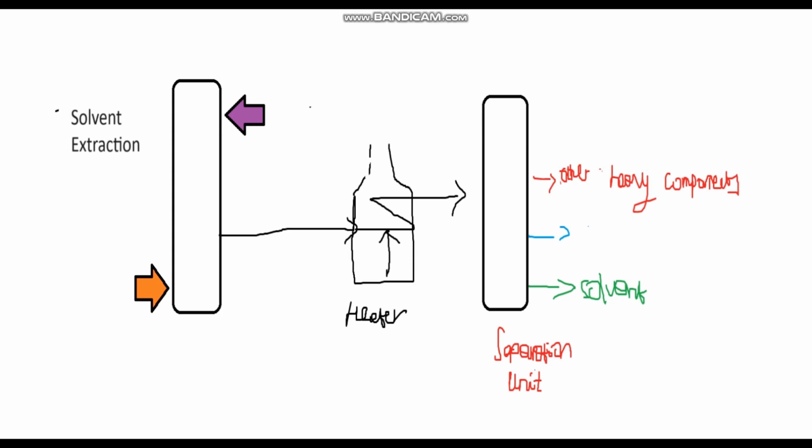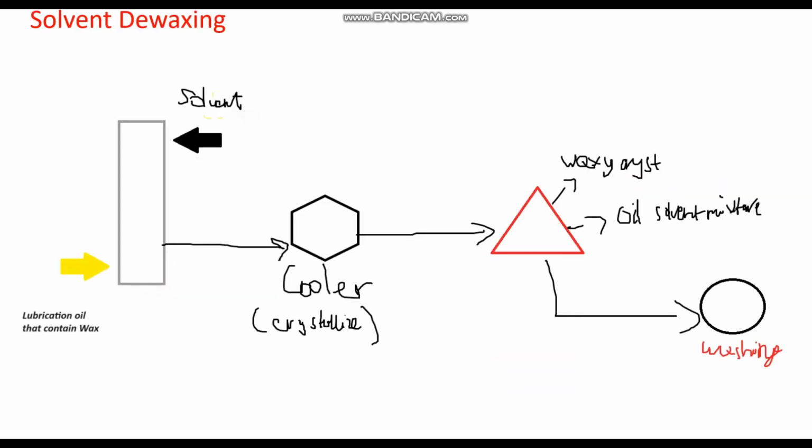So let's go to another case, which is solvent dewaxing. Dewaxing is used to remove the waxes from the lubricating oil. Solvent dewaxing, also known as wax drilling, is a refining process used in the petroleum industry to remove wax and other high molecular weight compounds from lubricating oils, particularly those used in cold environments.